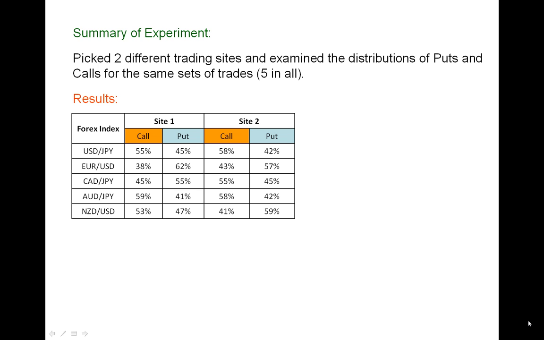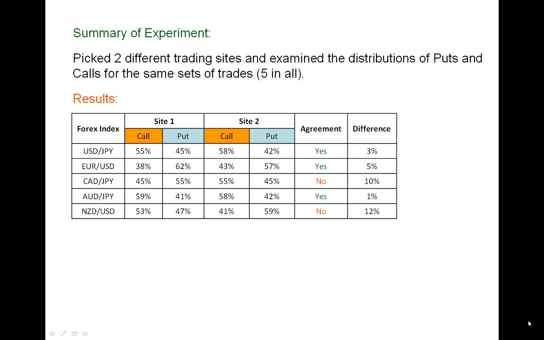And that's what this experiment was trying to investigate. And we did so for 5 different indices. We did it for the US dollar to the Japanese yen, the euro to the US dollar, the Canadian dollar to the Japanese yen, the Australian dollar to the Japanese yen, and the New Zealand dollar to the US dollar. And the results are in the table over there. And what did we find? We saw that in 3 out of the 5 cases we had agreement, but in 2 cases we didn't.